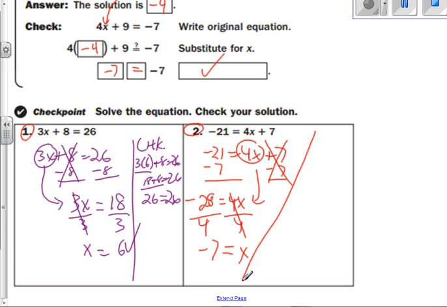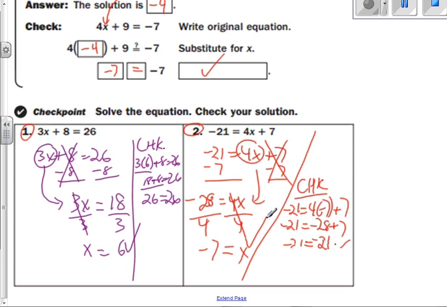Let's do our check real quick. I have negative 21 is equal to 4 times that negative 7 plus the 7. So I have negative 21 is equal to negative 28 plus the 7. Negative 21 is equal to negative 21. The pen's not writing, but that checks out, so I know my solution is correct.